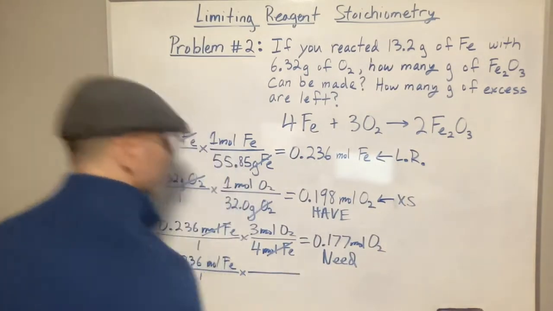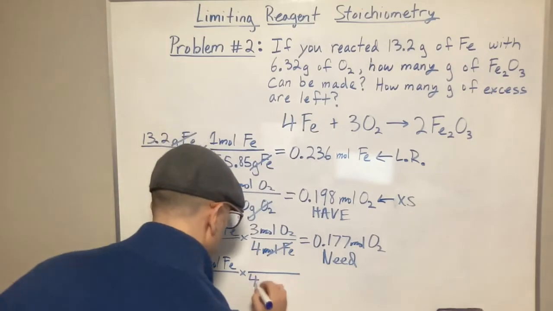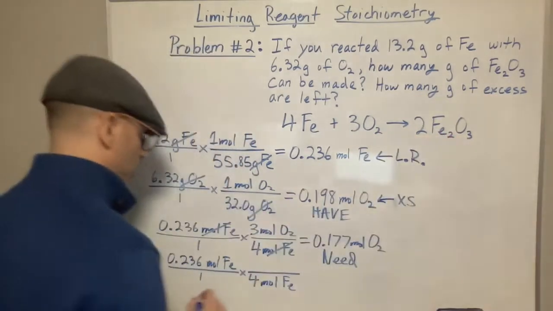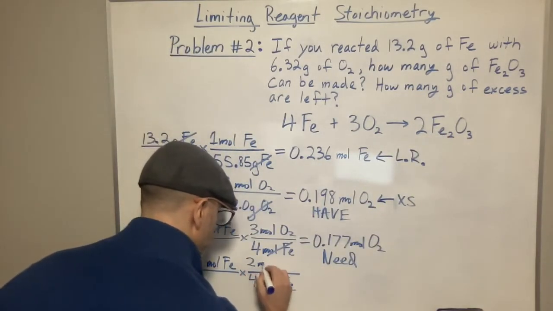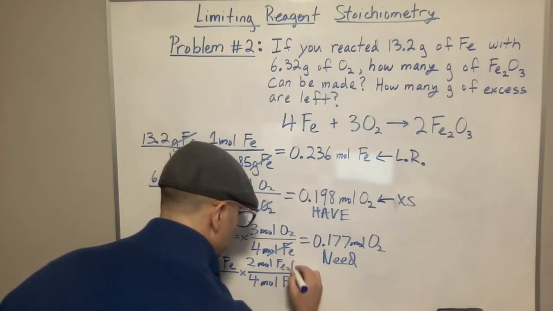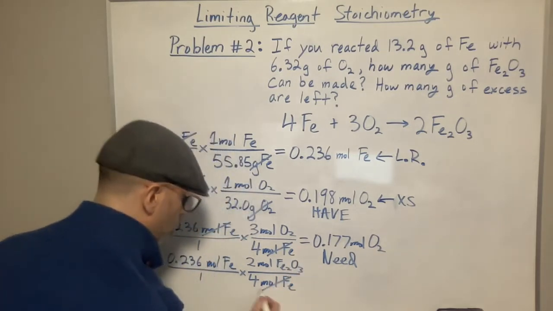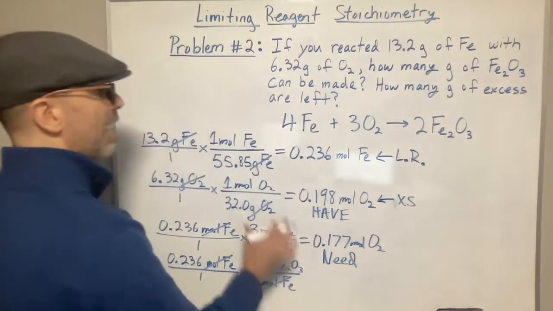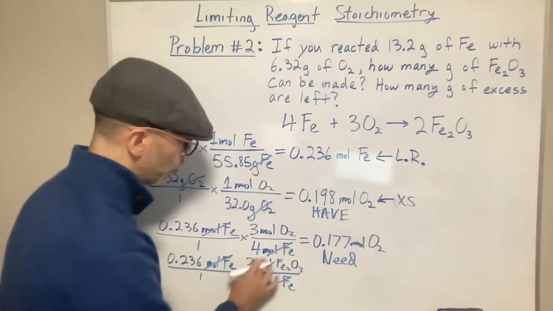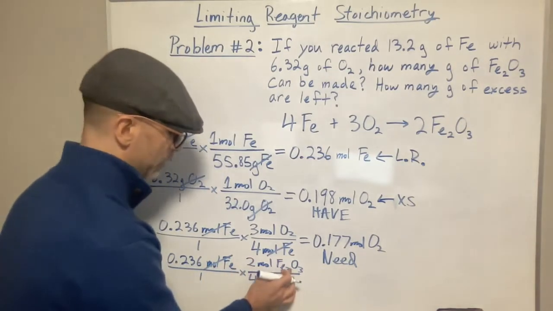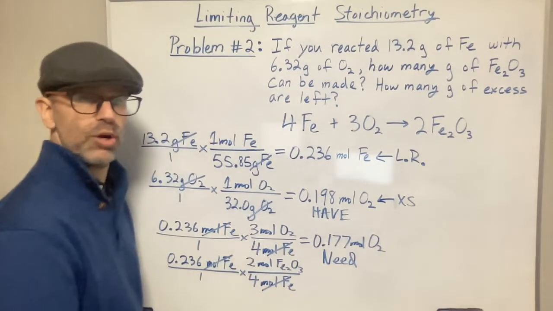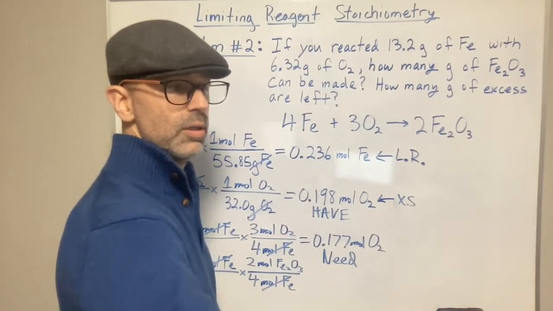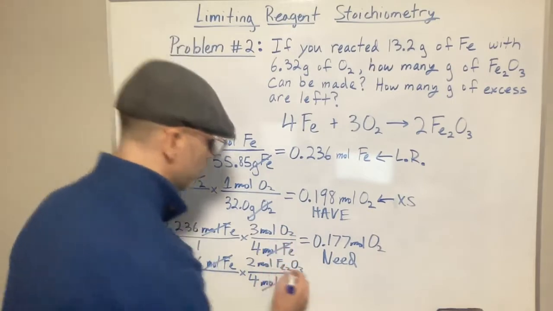So what I'm going to do is put 4 moles of iron on the bottom, and I'm going to put 2 moles of Fe2O3 on top. So moles of iron cancel out. And now I have moles of Fe2O3, iron 3 oxide. I'm going to use the molar mass of Fe2O3 to convert to grams.